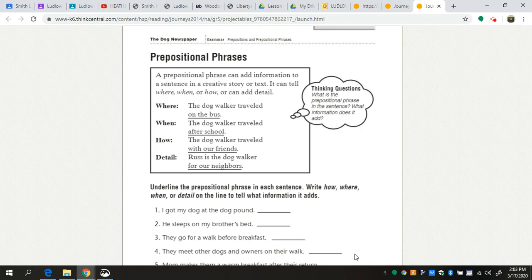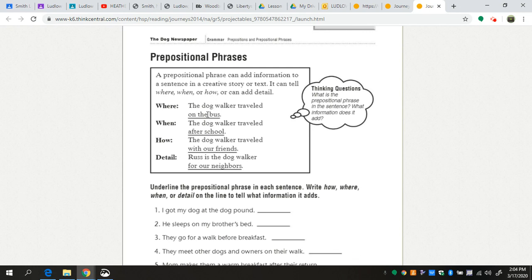So, like we do for all of our grammar lessons, let's go through the projectables so we can understand what we have to do for our task today. A prepositional phrase can add information to a sentence in a creative story or text. It can tell where, when, or how, or can add detail, which is exactly what you guys did yesterday on page 211. So, let's look at some of these examples.